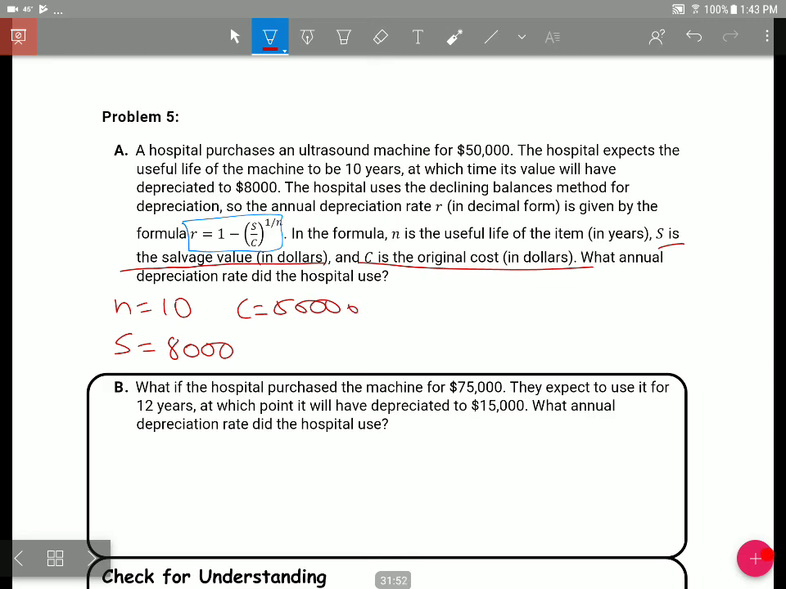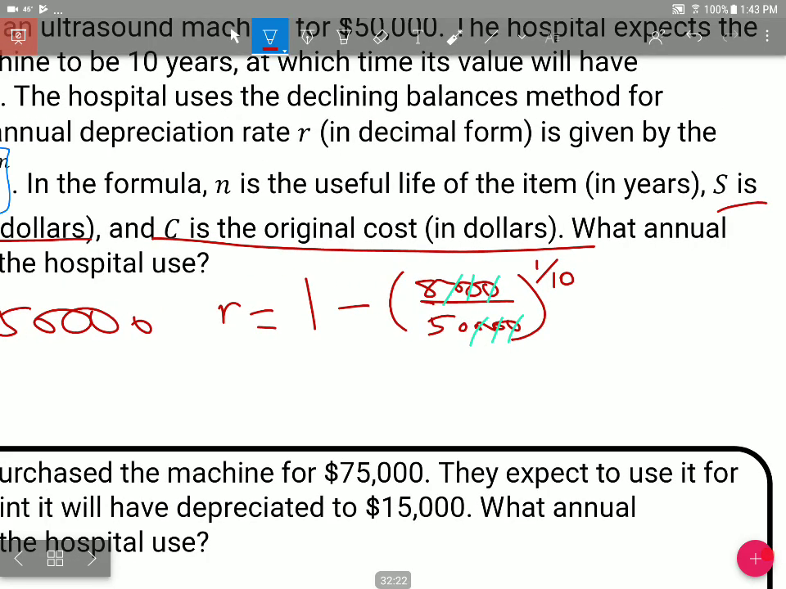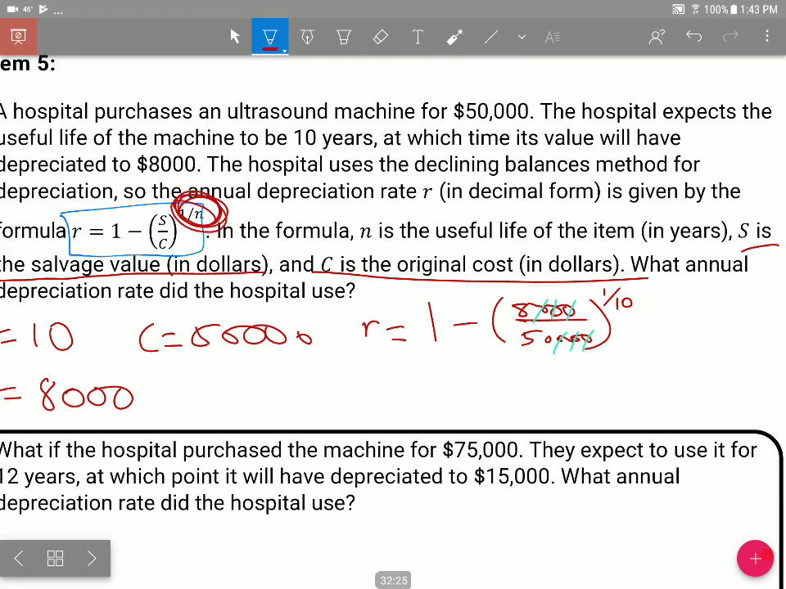So plug it in. R equals 1 minus, what goes on top? 8,000. What goes on bottom? 50,000. Anybody remember this trick in elementary school where you could just cancel out your zeros? So it's really 8 over 50 to the power of what? 1/10, because it's 1 over n. 1 over n is what they give you right here. Cool? So just shove that in your calculator just like that.